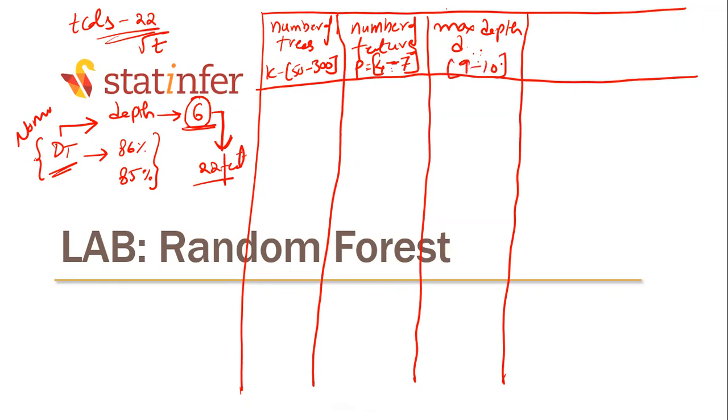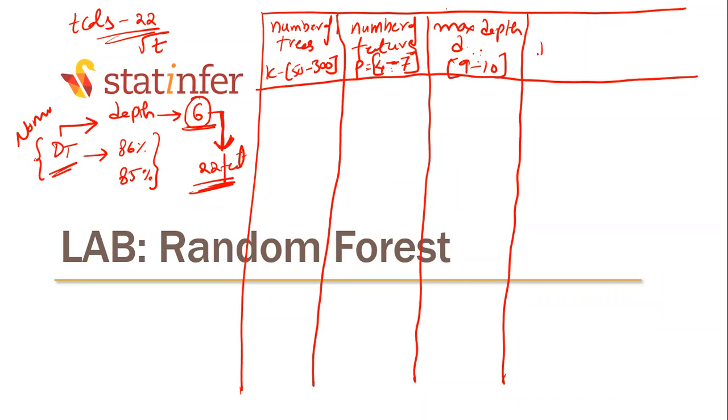Why slightly higher depth? Is it going to push you to overfitting? Why will you not get overfitting? Because here, depth is 6 for using 22 features. But here, depth is 9 or 10 by using only 5 features, 4 or 5 features or whatever we have set.